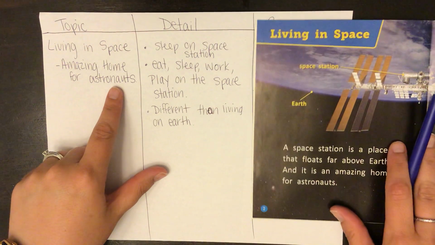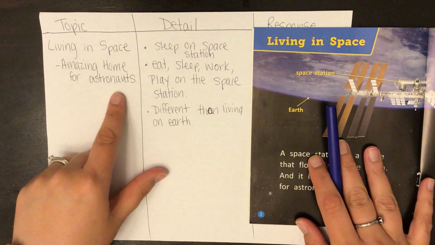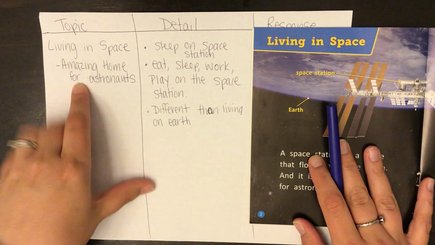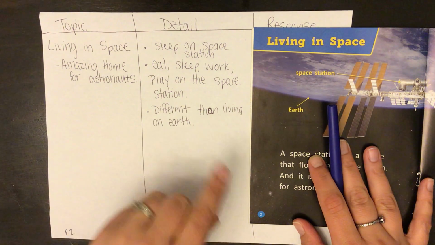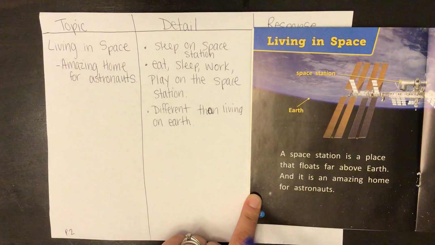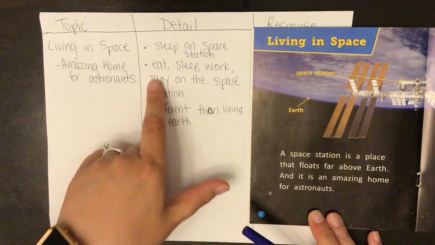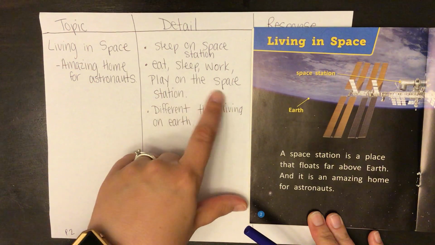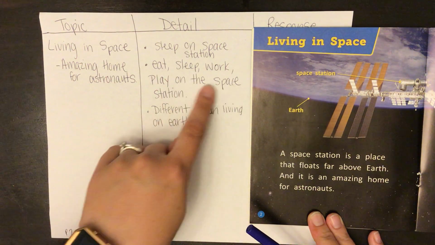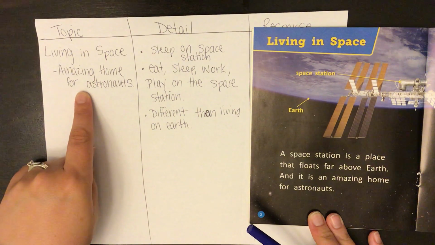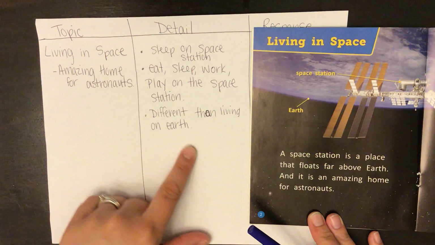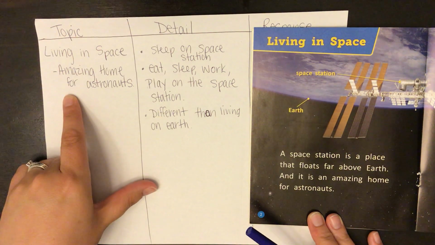So here is my chart that I completed earlier. It says topic, living in space, amazing home for astronauts. There's our central idea. Then your details to support: it says eat, sleep, work, play on the space station. So that supports that it's their home. These are things that you do in your homes, and it's things that they're going to do in their home in space. And then another detail is that it's different than living on Earth, and that supports the central idea.